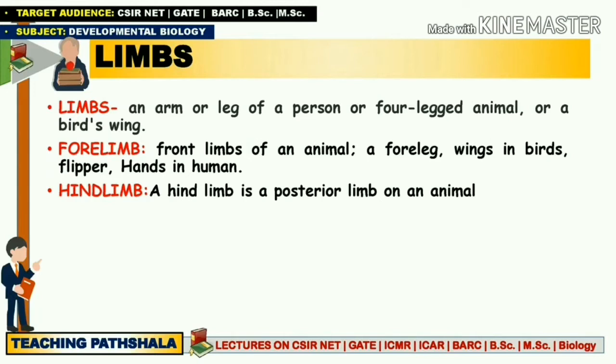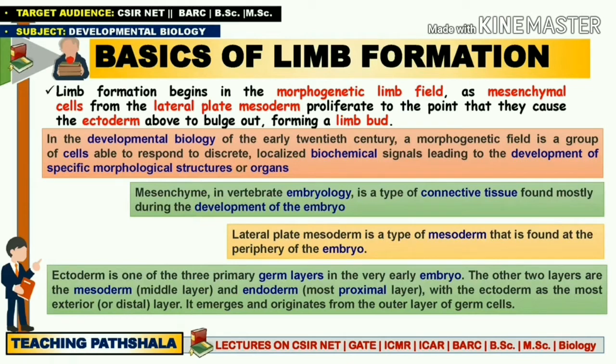Now the next term is the hind limbs. Okay, so a hind limb is a posterior limb on an animal. So if it is present in the front portion of an animal's body, then it will be regarded as a forelimb, and if it is present in the posterior portion of an animal's body, then it will be regarded as a hind limb. So we are done with all the basic terms.